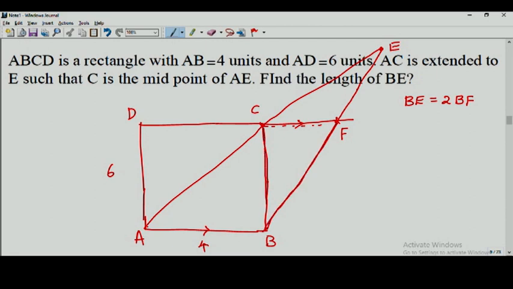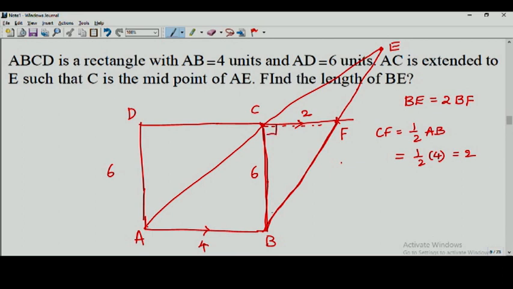So what is the length of BC? 6, because AD is 6. From the midpoint theorem, CF will be half of AB. So CF is equal to half of AB. What is the value of AB? 4. So half of 4 gives its length as 2.